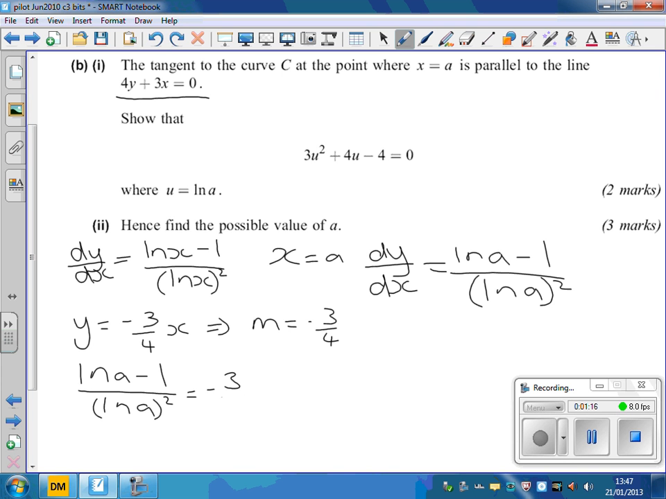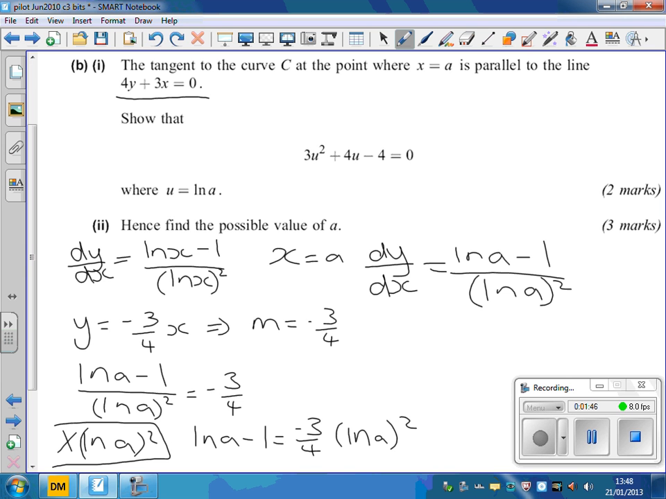equals minus 3/4. What we want to do now is try and rearrange this into a nicer form so that it looks a little bit more like the quadratic that we're trying to show. So first thing we're going to do is multiply both sides by (ln a) all squared so that we have a slightly nicer looking expression. First of all, that gives us ln a minus 1 equals minus 3/4 times (ln a) all squared.